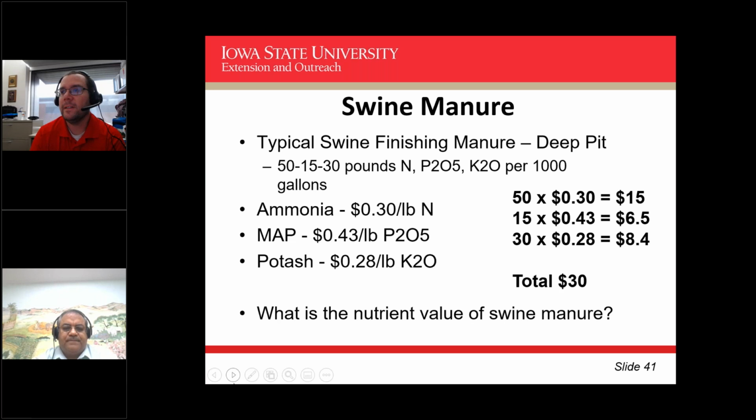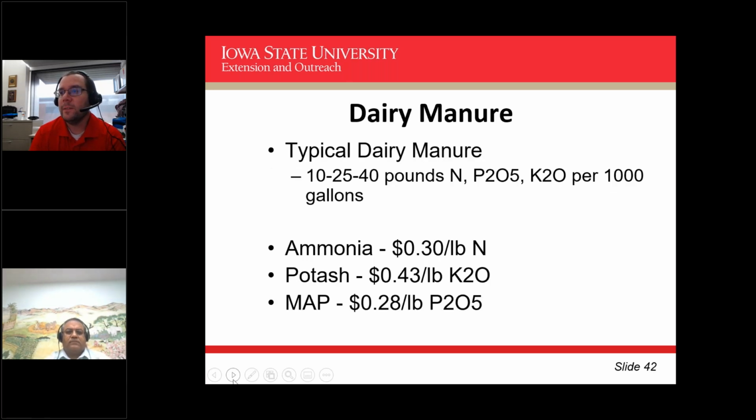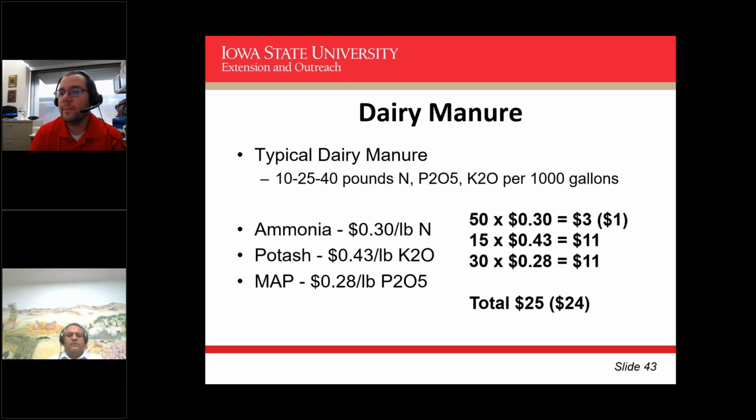And then I just wanted to look at the same thing with dairy manure, just because the situation's a little bit different. Dairy manure tends to have a little bit less nitrogen in it, especially available nitrogen. But when you look at it, there's still lots of nutrients there and potential value from that. So even though dairy manure, I tend to think of it as more dilute, we're still looking at $25 of potential value per 1,000 gallons.